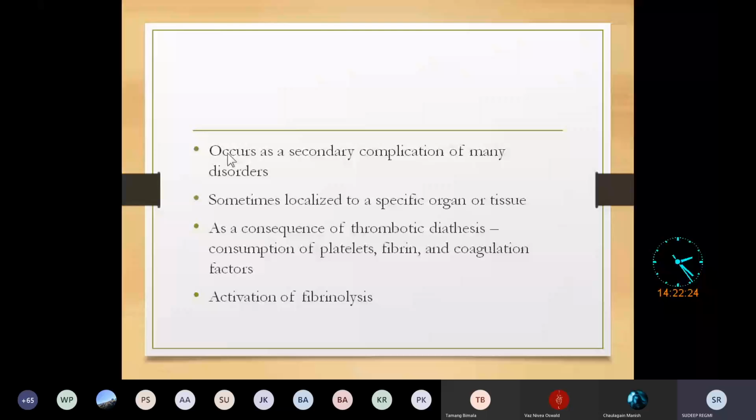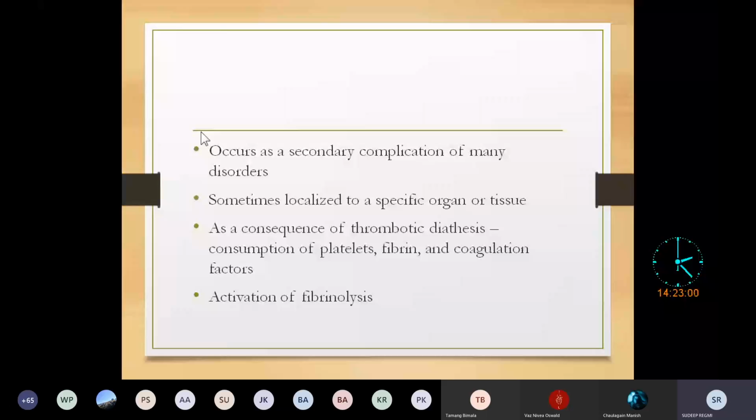DIC occurs as a secondary complication of many disorders, which we will be knowing later on, and it is sometimes localized to a specific organ or tissue. And as a consequence of this thrombotic diathesis, there will be consumption of the platelets, fibrin, and coagulation factors. So there is a widespread or disseminated thrombosis. So due to this widespread thrombosis, there will be consumption of the platelets, the fibrin, and all the coagulation factors that is present in the plasma.